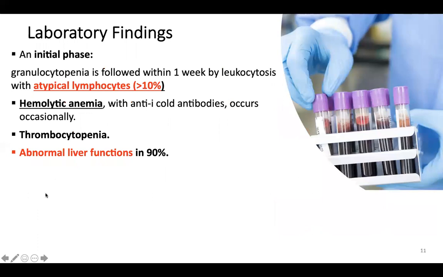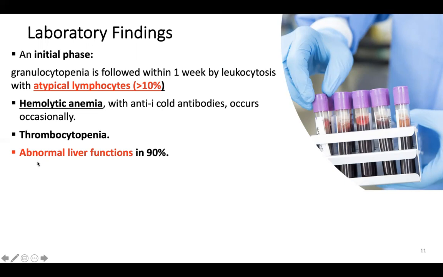In the laboratory findings, in the initial phase, as we mentioned, there is leukocytosis with atypical lymphocytes. This is pathognomonic for the Epstein-Barr virus or mononucleosis disease. Also, hemolytic anemia or thrombocytopenia could occur, and this is due to cross immune complex activity due to the production of the anti-I cold antibodies, which occasionally occurs with Epstein-Barr virus infection.